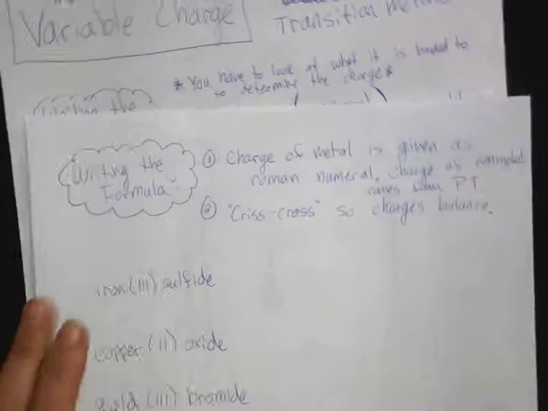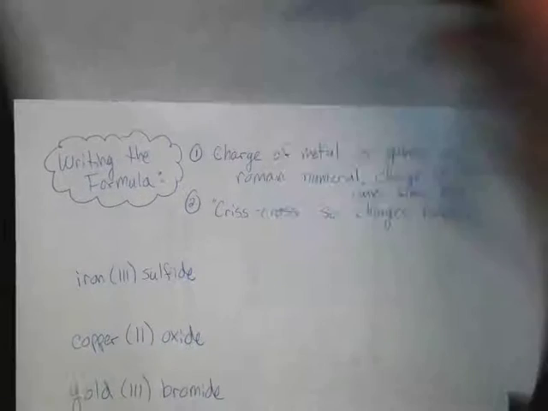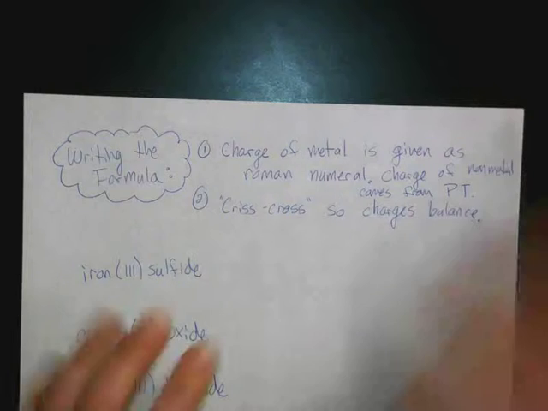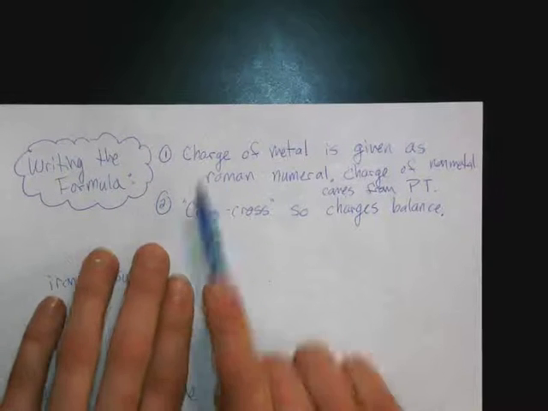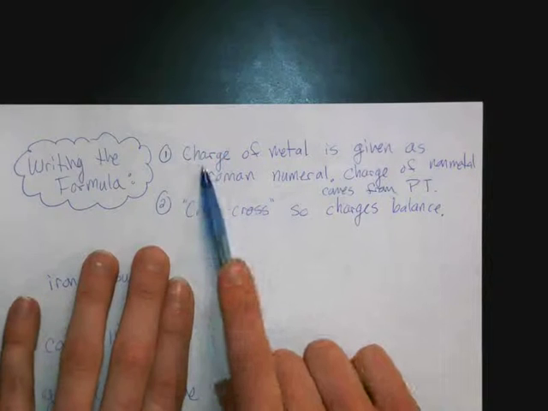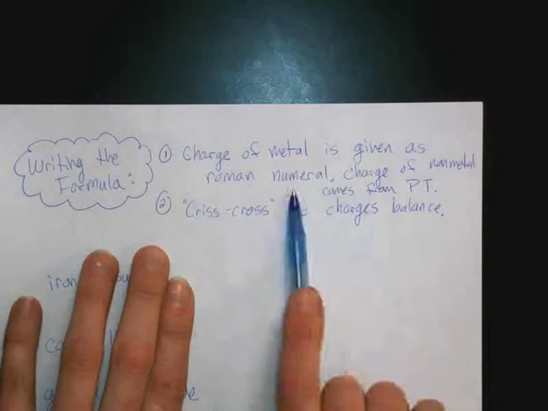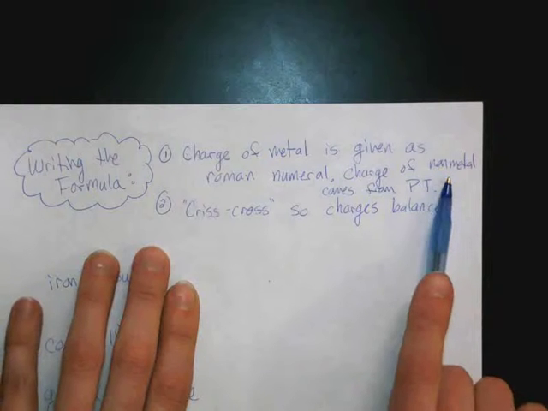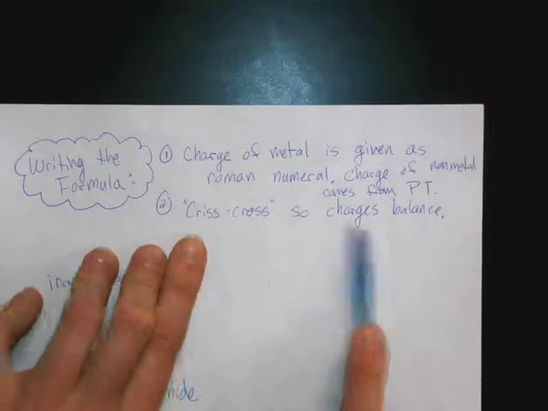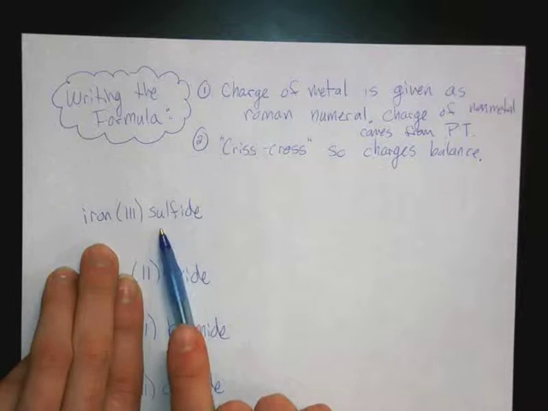Now, if we are writing the formula, so if I give you the name and we have to write the formula, this is kind of easier for these types of compounds, then our charge will be given as our Roman numeral. We can find the charge of our nonmetal from the periodic table. And then from there, we can just crisscross our charges so they balance.